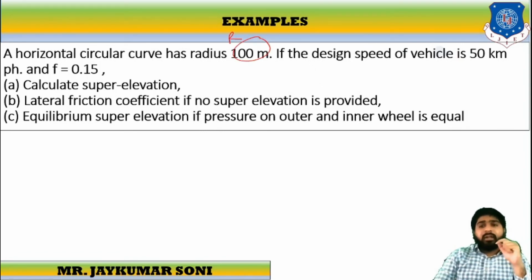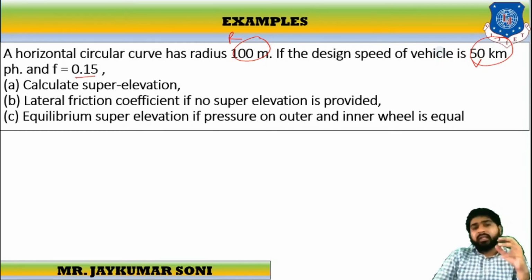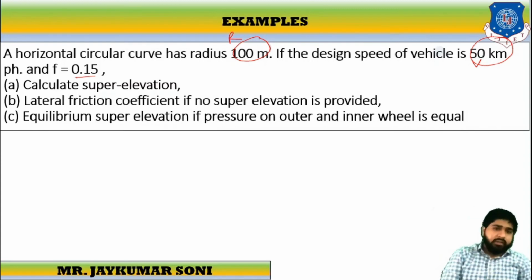If the design speed of the vehicle is 50 kmph, capital V is 50 kmph, and the value of F is 0.15, we have to calculate three things. We have to calculate super elevation, we have to calculate the lateral friction coefficient if no super elevation is provided, and we have to calculate the equilibrium super elevation. So first of all, we will calculate the basic super elevation.